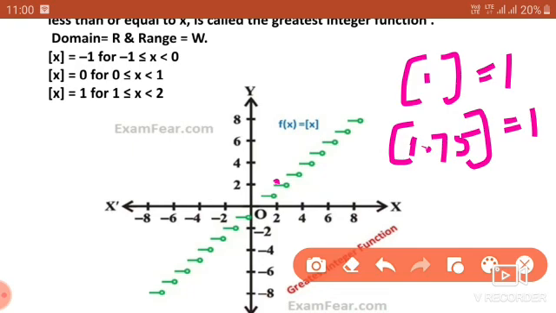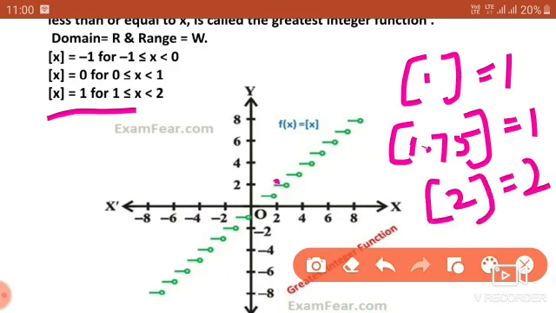That is the greatest integer function. For example, see here, 1 is included. So even at 1.999 the greatest integer function is 1 only. But when it comes to 2, it is 2. The greatest integer function of 2 will be 2 only. Okay.